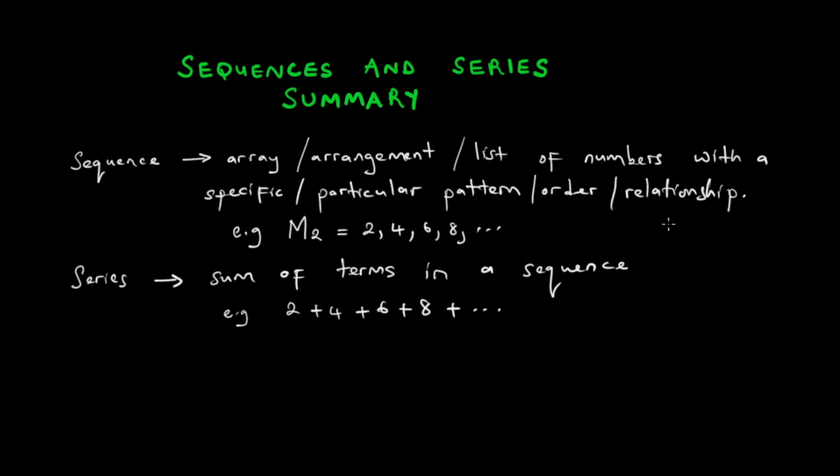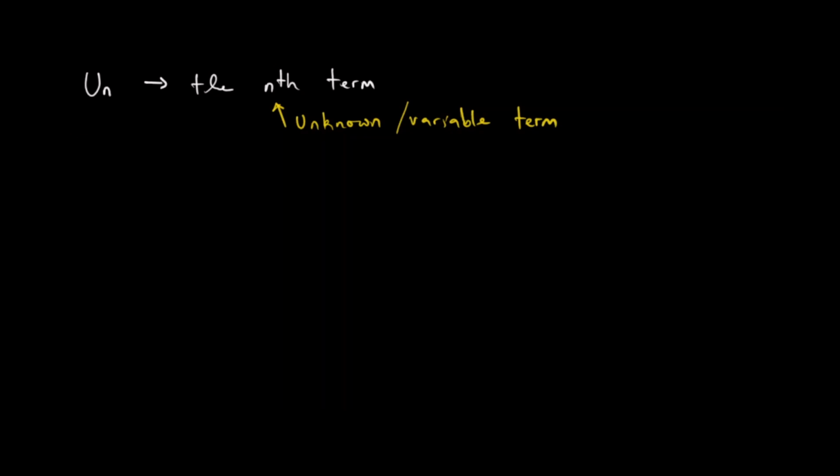From there, let us now move on to notation. Looking at notation, we put u subscript n like this. This means the nth term. The nth simply means we do not know the particular term, so it's an unknown or variable term. So n is working in place of a term we do not as yet know. So u_n, that's the nth term.